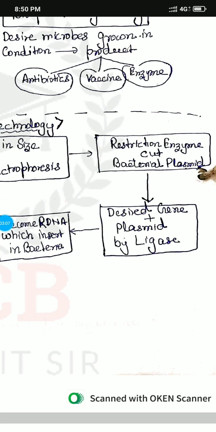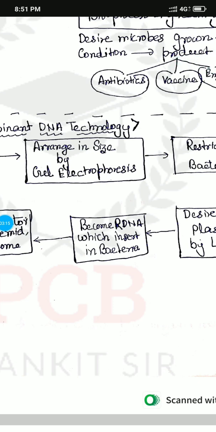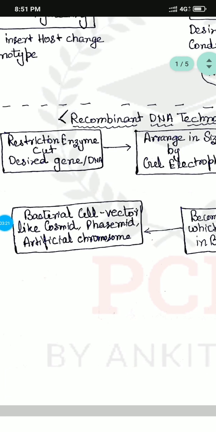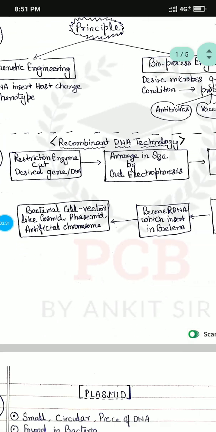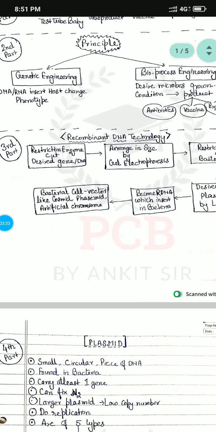The gene which is present in the electrophoresis, that is the desired gene, is joined with the plasmid with the help of ligase, and then this becomes a recombinant DNA which is inserted inside the bacteria. The bacterial cell acts as a vector, like a cosmid, phasmid, artificial chromosome, and all of them. So this is the third part.